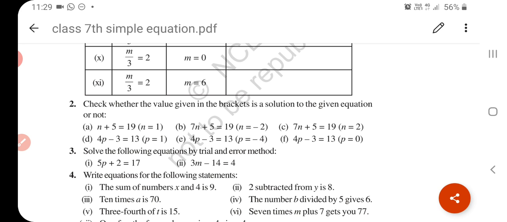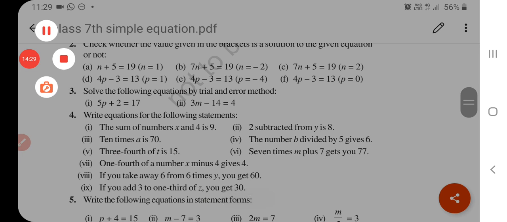Understand? So this is the main thing for the transposition method or inverse operation method. All three methods, what are we doing in all of them? We are finding the value of the unknown quantity. What is unknown? Our unknown is a variable. The value of the variable that satisfies an equation is called the root or solution of the equation. Understand?